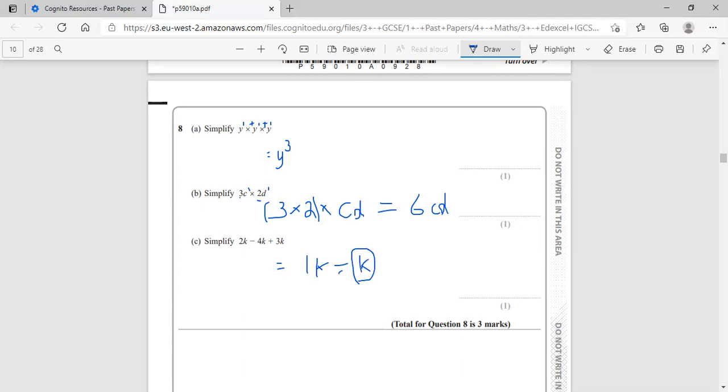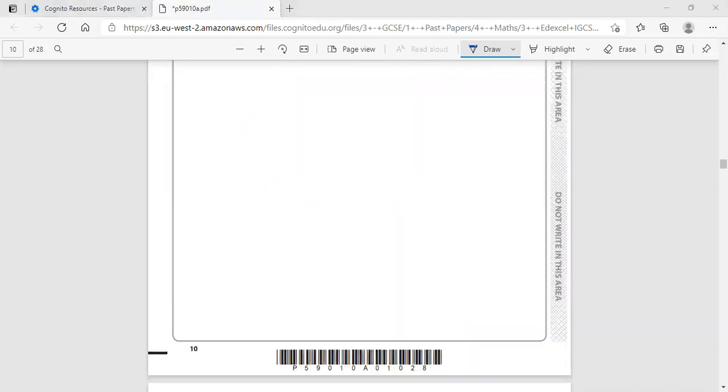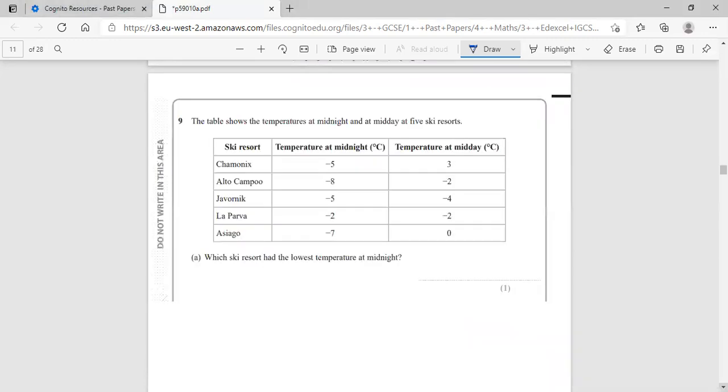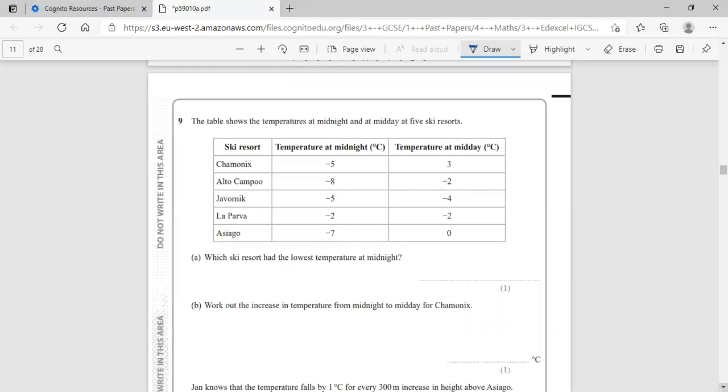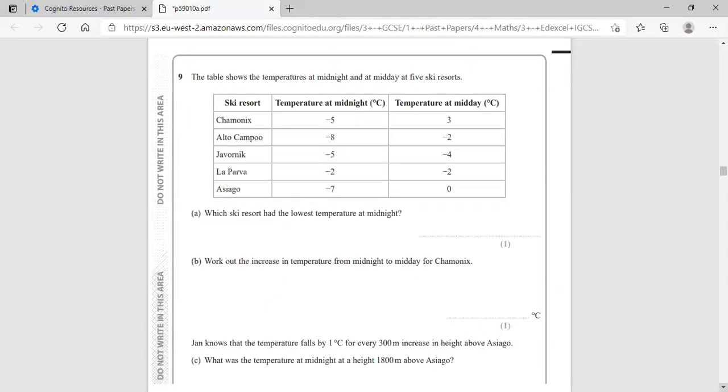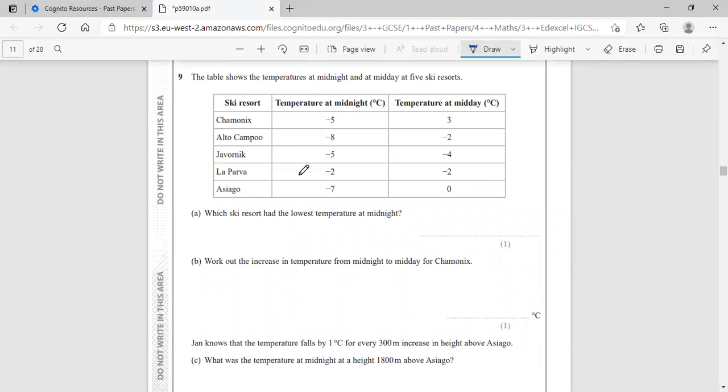Right, let's go on to question 9. The table shows the temperatures at midnight and at midday of 5 ski resorts. Which ski resort has the lowest temperature at midnight? So this is midnight here, this whole row. Which one has the lowest temperature? Well, these are negative numbers, so the highest number will be the lowest. So it is Alto Campo. Okay, so we'll just write that in.